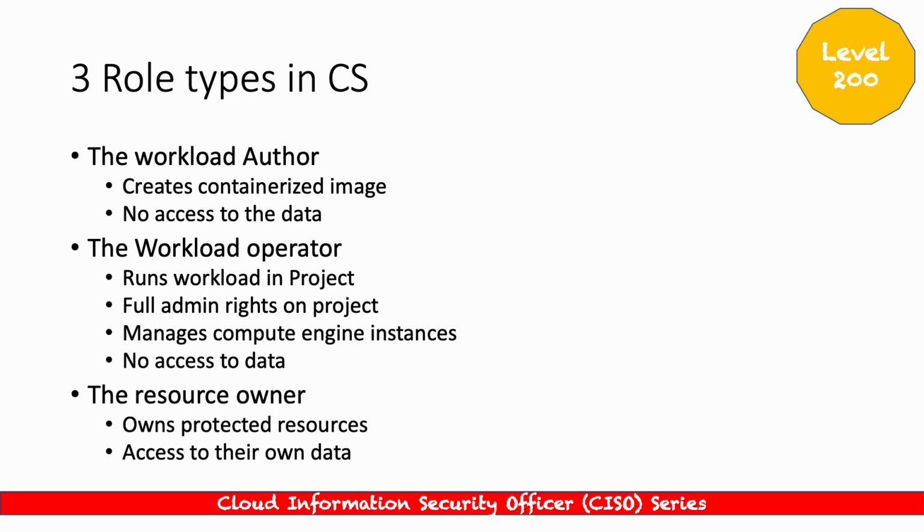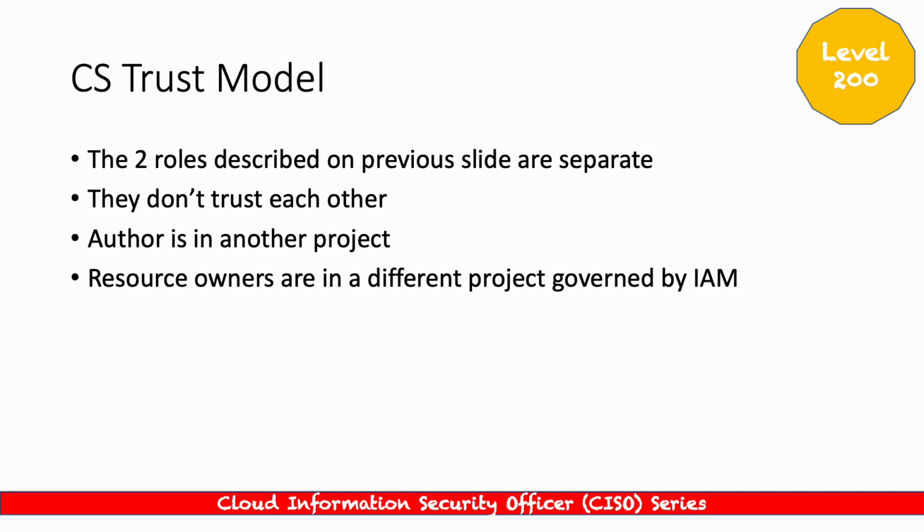So if you look at it, going back to that whole concept, who has access to the data? Where is the trust boundary? Where is that isolation that we're creating here? We're creating it through these role types. That's what we're enforcing here. With Confidential Space, a really important concept is the trust model. The roles described on the previous slides are separate. In actual fact, all three roles are completely separate, but there are two distinct levels of roles.